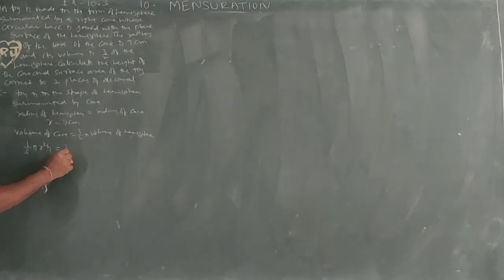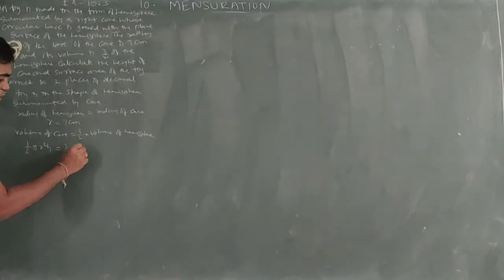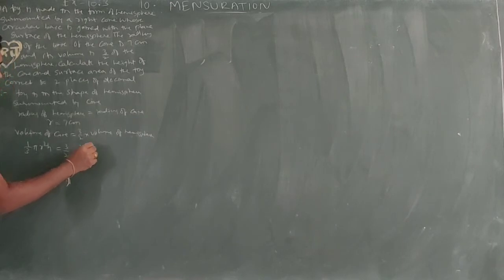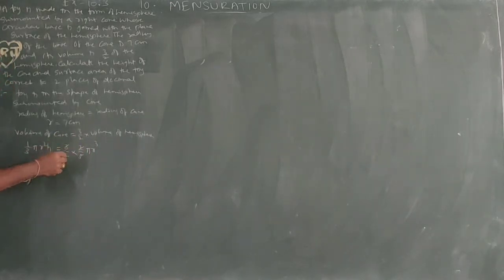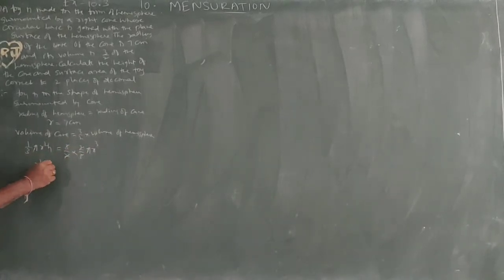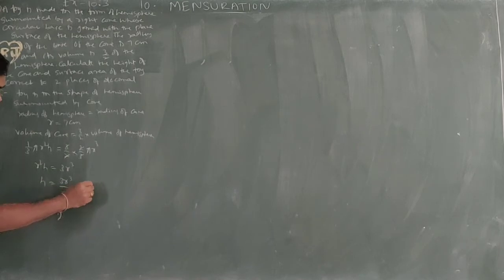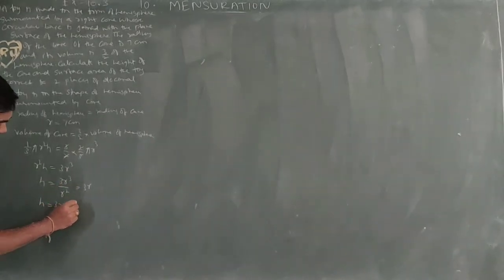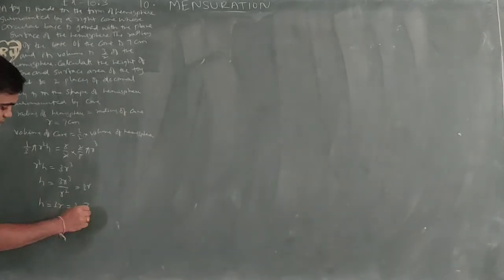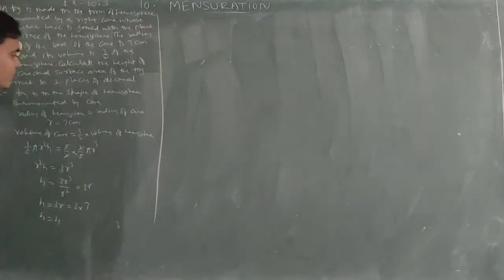Okay, volume of cone formula: 1 by 3 into pi r square h equal to 3 by 2 into volume of hemisphere, which is equal to 2 by 3 into pi r cube. So 3 cancels, 2 cancels, and pi cancels on both sides. So r square into h equal to 3r cube. h equal to 3r cube by r square. r square cancels, h equal to 3r. 3 into r value, how much? 7. h equal to 21. We got the h value.